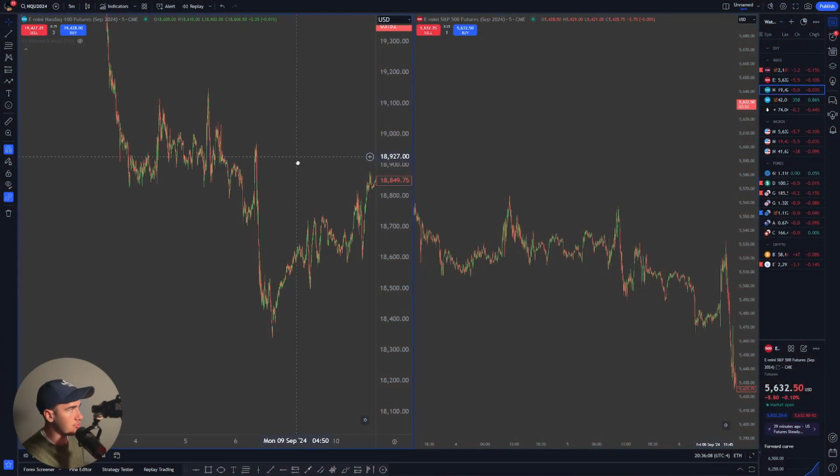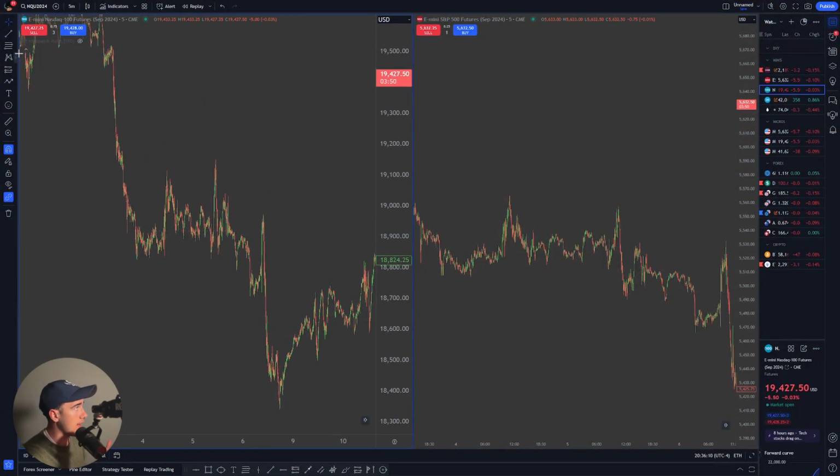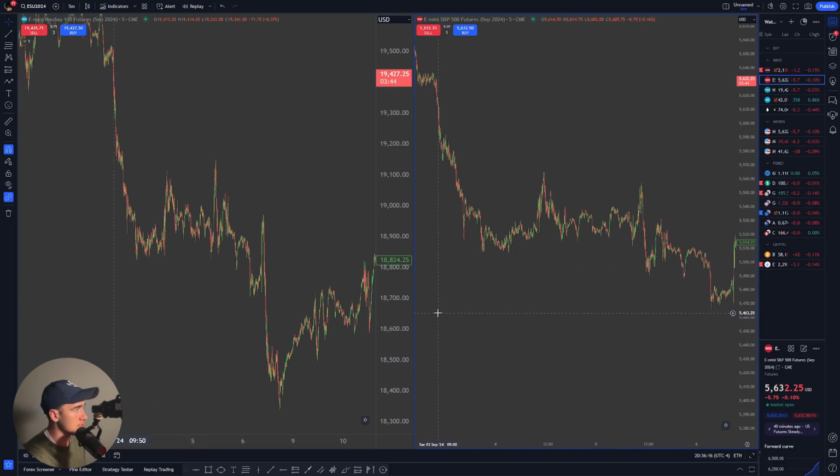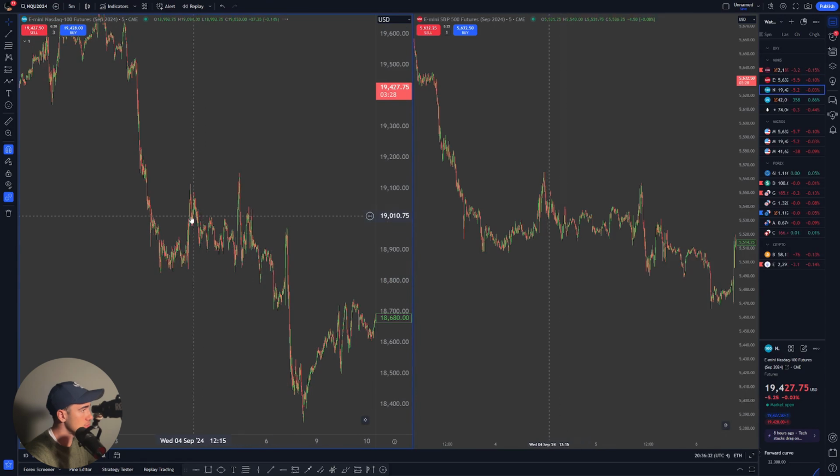So taking a look at my screen right now, on the left side we have the E-mini NASDAQ 100. On the right side we have the E-mini S&P 500. And as I said, these two pairs are probably the most correlated assets out of any assets, and therefore these are the two assets that I like to use when I'm looking for an SMT divergence, and generally these are the two pairs or assets that I trade the most. So here's a great example of an SMT divergence taking place.